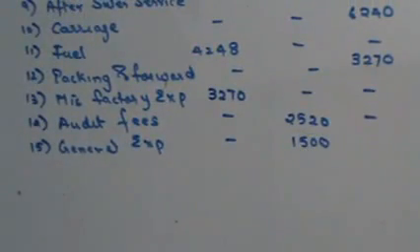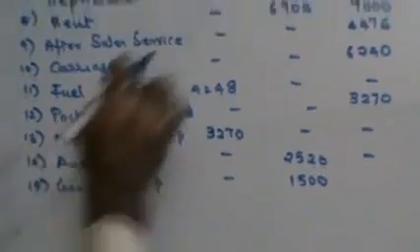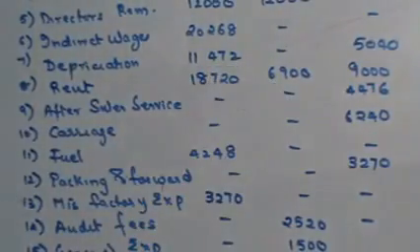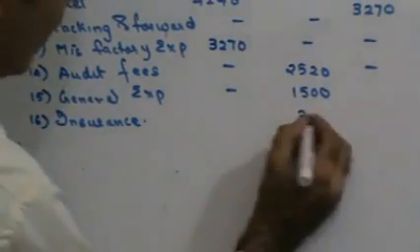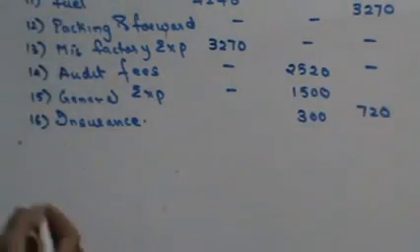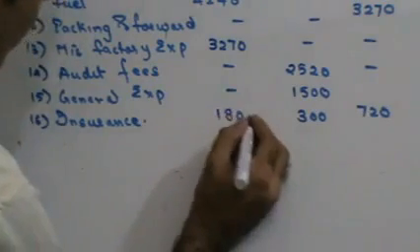Next, rent. Factory rent is given to you as 18,720. Right? Then loss on sale of investments is not to be recorded in your cost sheet. Insurance: insurance of office is 300, of sales is 720, and of factory is 1,800.